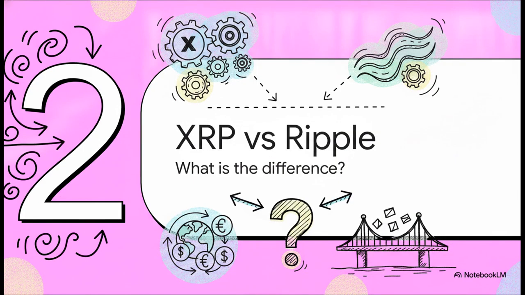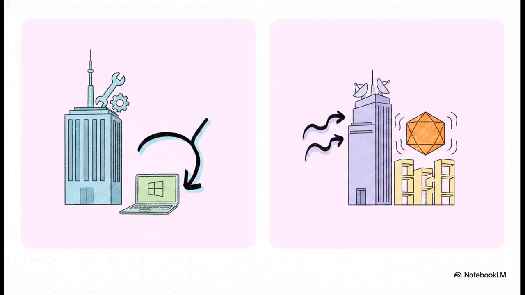Section 2. XRP versus Ripple. Now, let's clear up a very common point of confusion. Think of it like this. Microsoft creates Windows, right? Microsoft is the tech company, and Windows is their product. The exact same logic applies here.